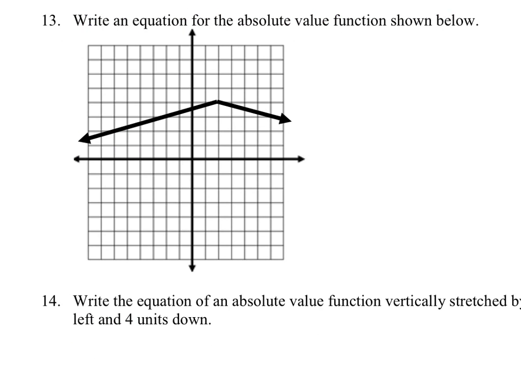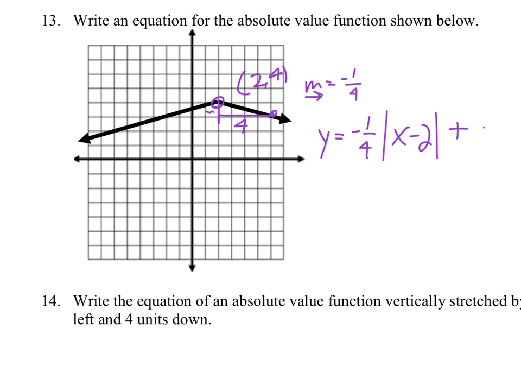For number 13, we need to write an equation for this absolute value function. We would want to begin by identifying where the vertex is. So that's at 2, 4. And then the slope to the right appears to be down 1, right 4. So -1/4 is the slope as we go to the right of the vertex. So our absolute value function would have a -1/4 in front of the absolute value. Inside the absolute value we'd have an x minus 2, and after the absolute value we'd have a plus 4.